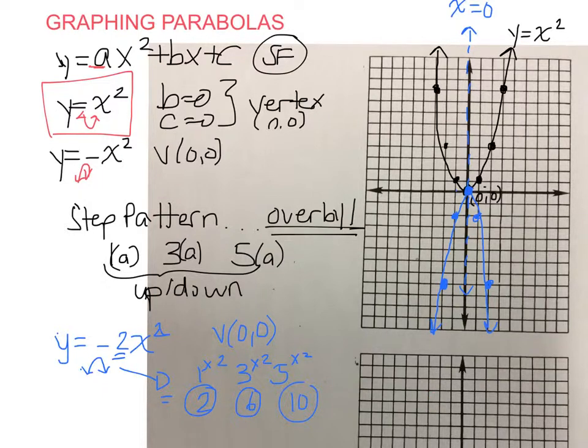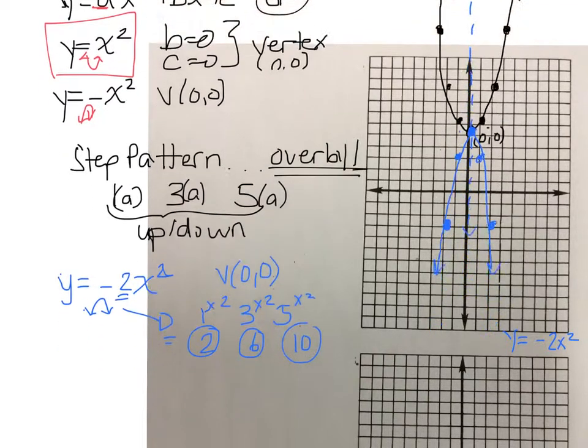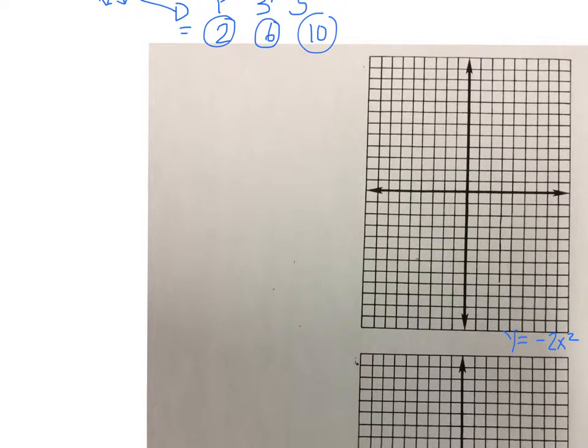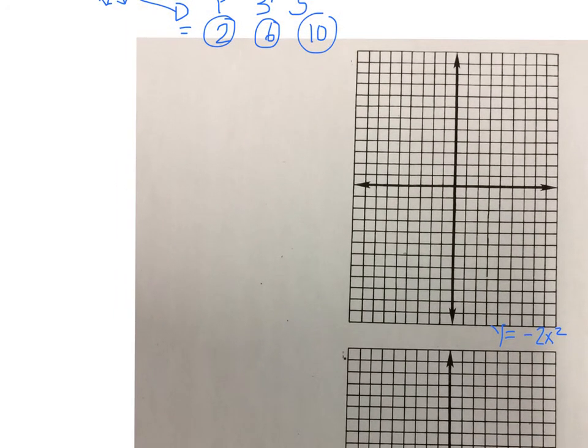This equation would be y equals negative 2x squared. And notice it's a little thinner than y equals x squared because it's stretched vertically by the factor of 2. Now what happens if I have a number at the end of my equation? Let's discuss when we have a y equals x squared equation with a number at the end.